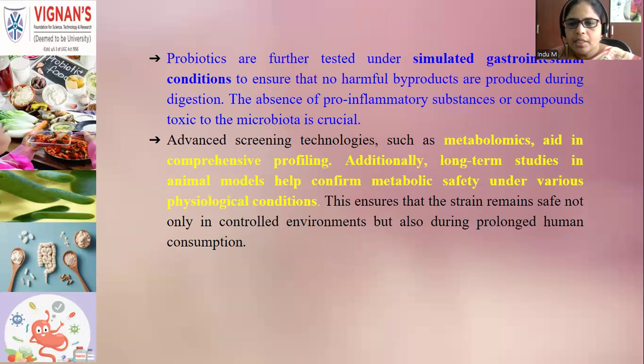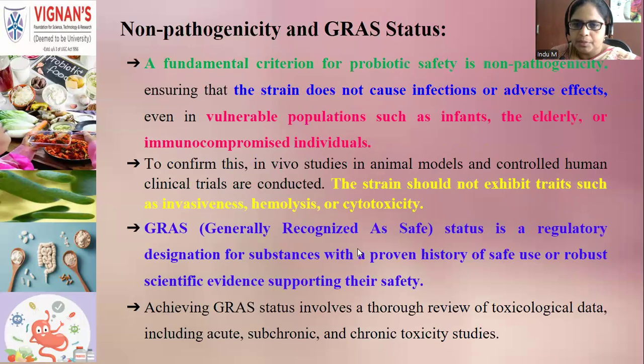And then advanced screening technologies like metabolomics, so you can study and identify what type of metabolites are produced by the particular strain and aid in comprehensive profiling. Additionally, long-term studies in animal models also help confirm the metabolic safety under various physiological conditions. So this ensures the strain remains safe, not only in controlled environments, but also during prolonged human consumption.